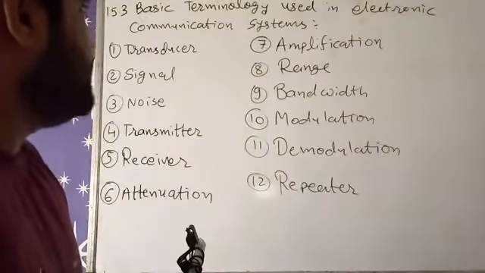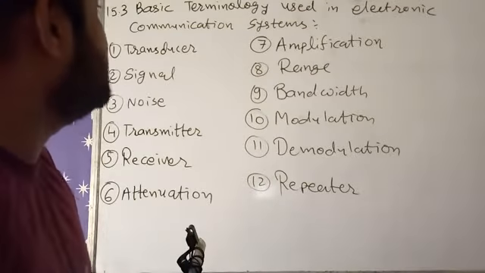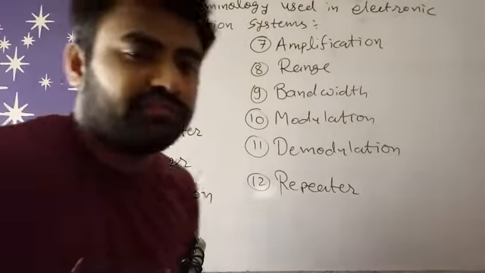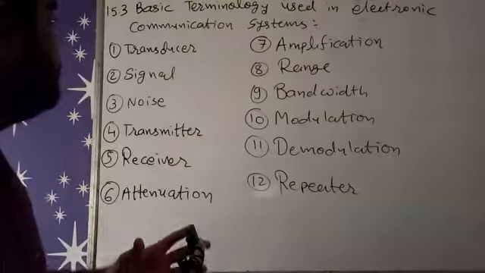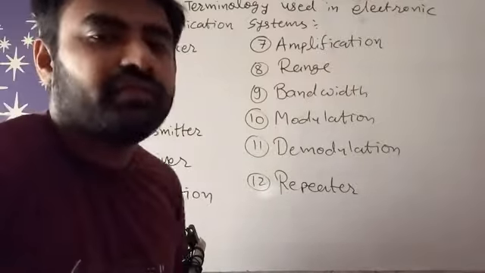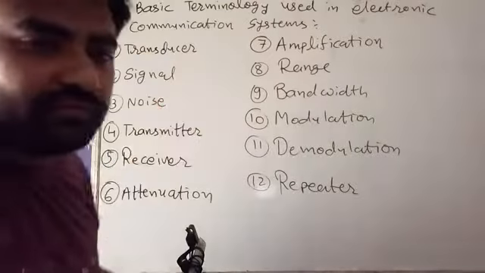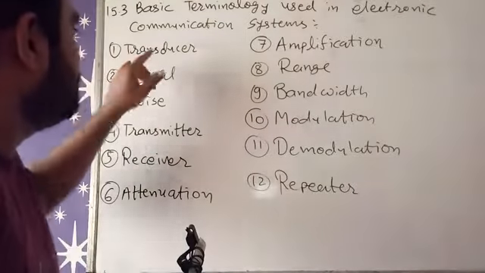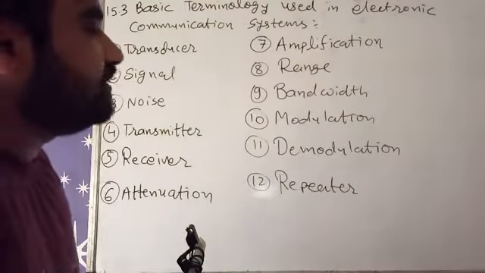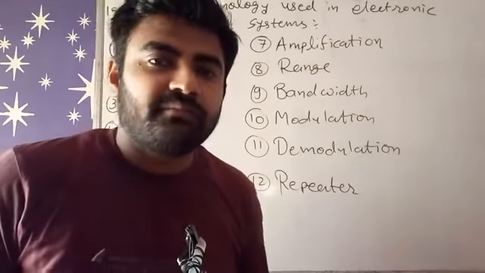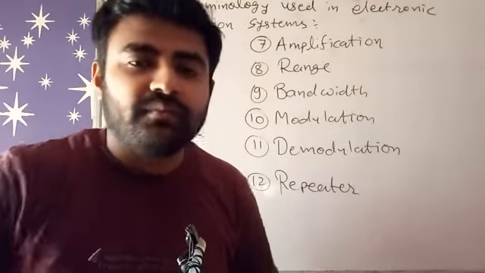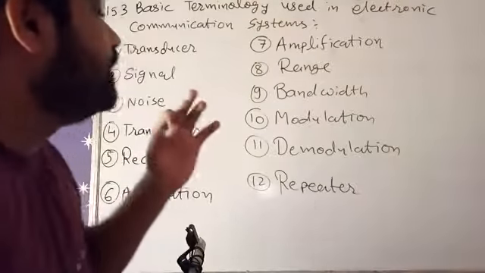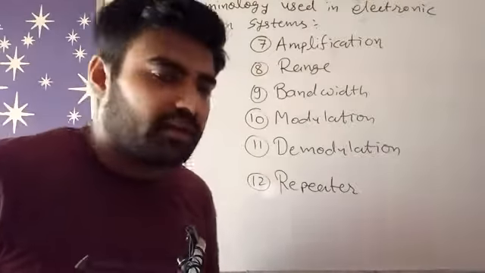So now the topic is basic terminology used in electronic communication systems. The first term is transducer. A transducer converts a message to a signal. That device is used to convert message to signal. It is called a transducer because a transmitter cannot transmit a message directly. It can only transmit signals. That's why we have to convert the message into a signal.